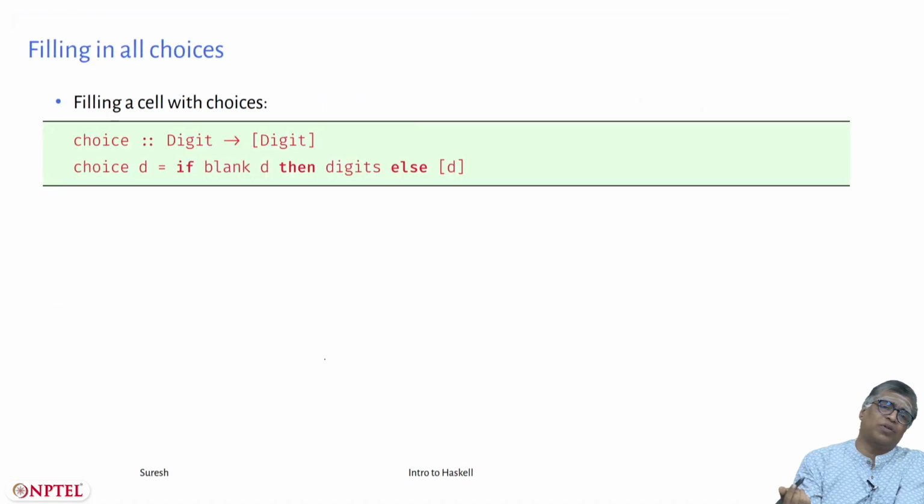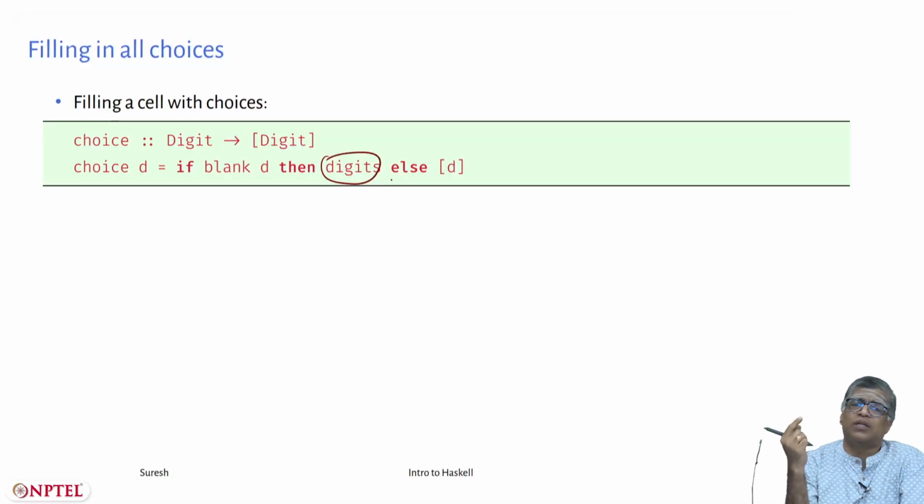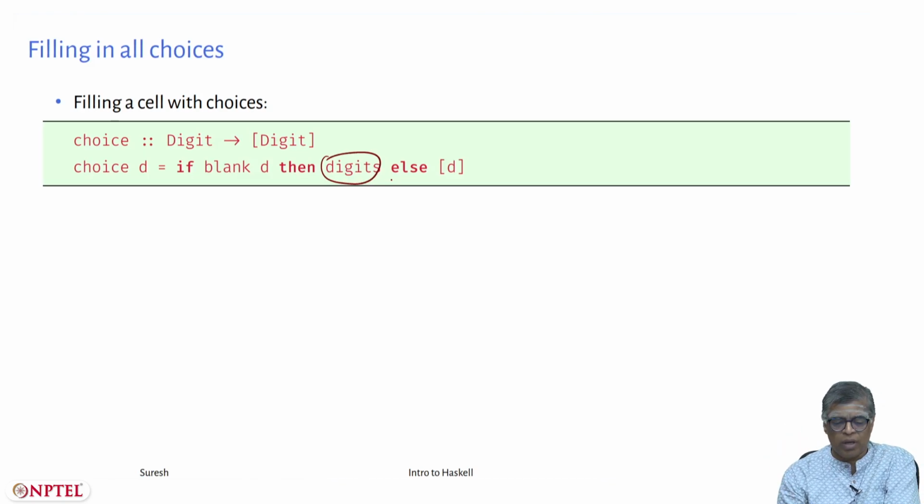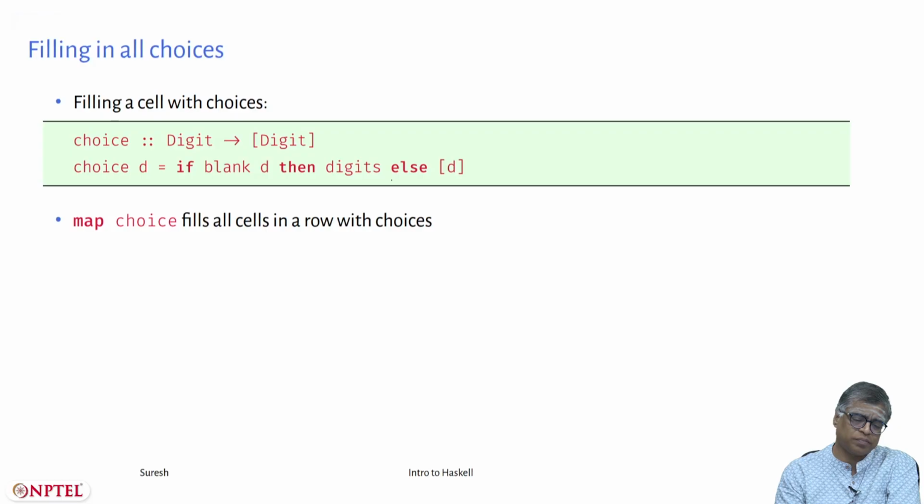How do you fill a cell with choices? If the cell is currently blank, then you put in all possible digits. Otherwise, you make it the singleton digit D. That's it. So that is my choice, filling a cell with choices.